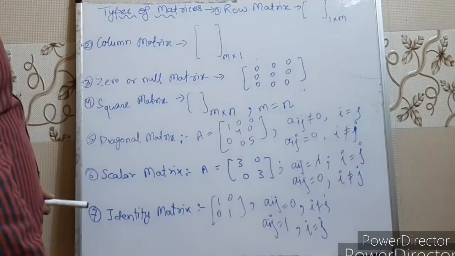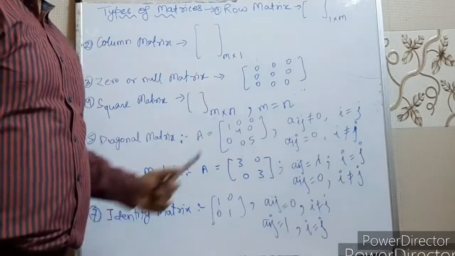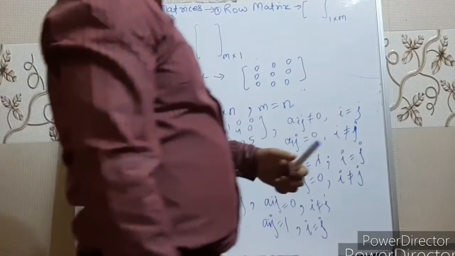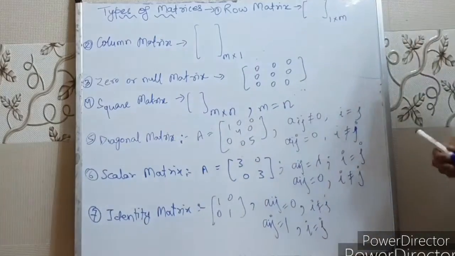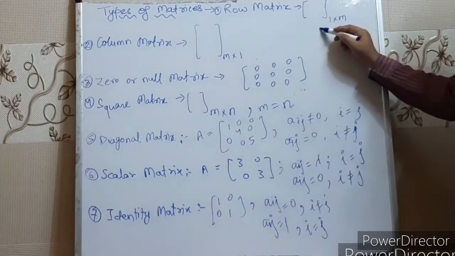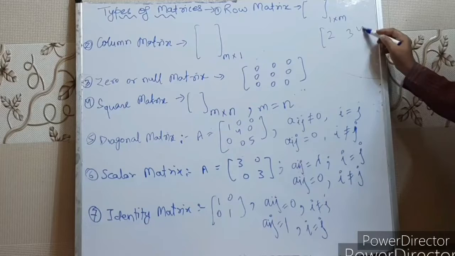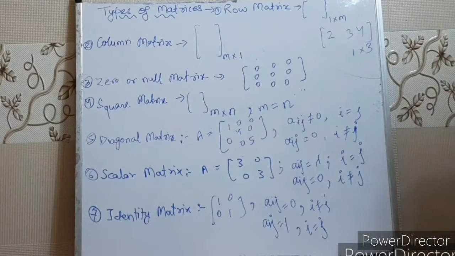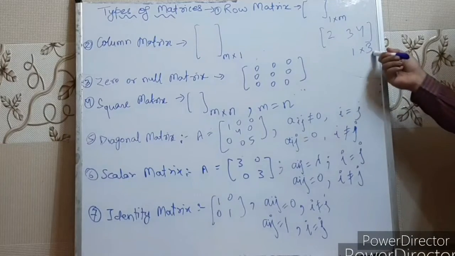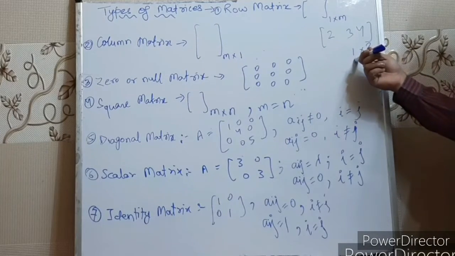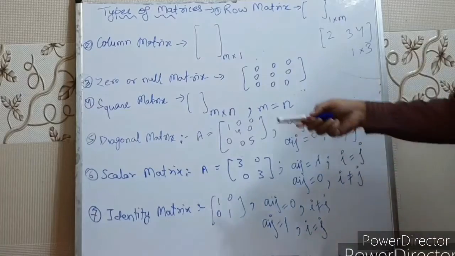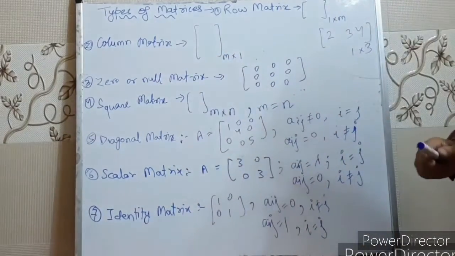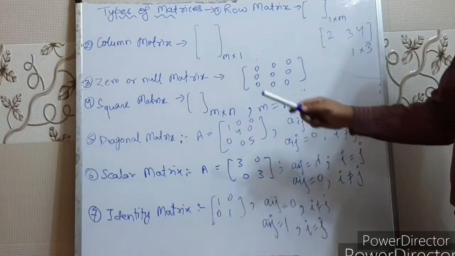Some types of matrix. Number one, row matrix. If any matrix has only one row and a number of columns, it will be called a row matrix. For example, if I take this matrix 2, 3, 4, this matrix has one row and 3 columns. So the order of the matrix is 1 by 3. It has only one row, so it will be called a row matrix. Similarly, if any matrix has one column, that will be called a column matrix.